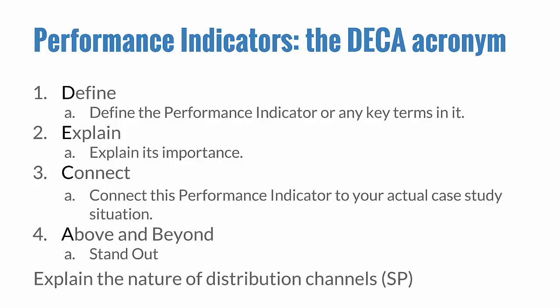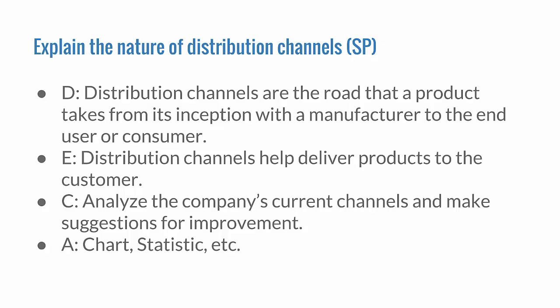So let's apply this to the performance indicator, explain the nature of distribution channels. For D, define, we will define any distribution channels, since that is the key term that we have here. Some performance indicators will have multiple key terms, so be sure to define all as needed. Explain its importance. Why are distribution channels important? Talk about what they do, what would happen without them, their role in a larger process, etc. Find things of that nature to find out really the root cause of why something is important.